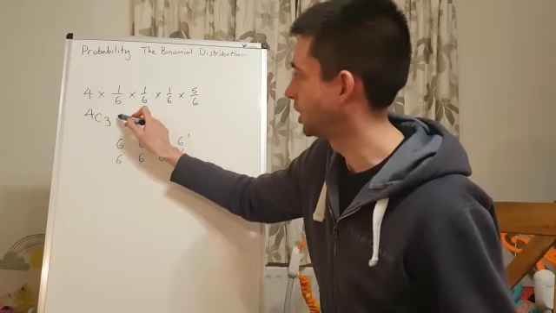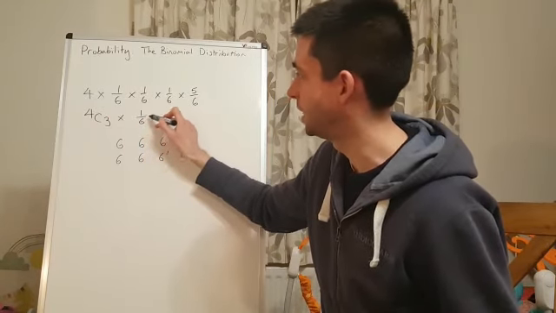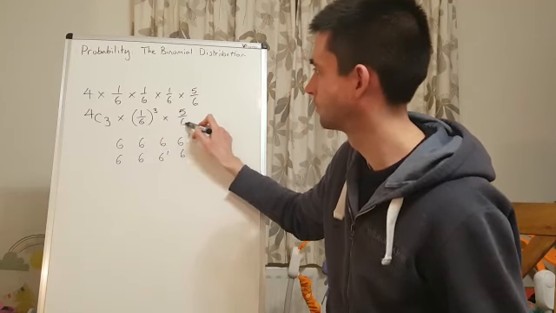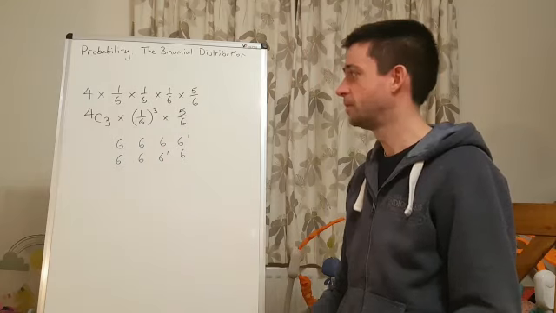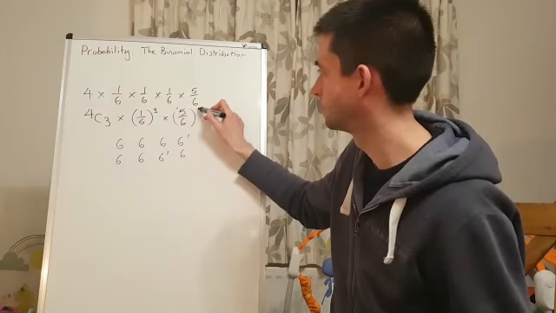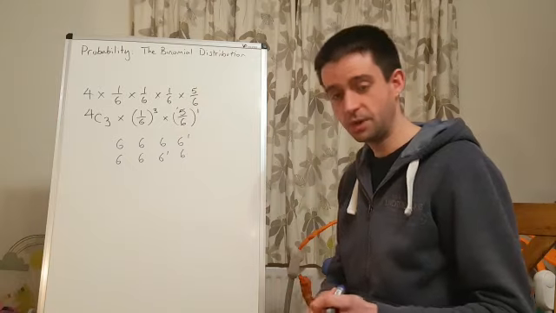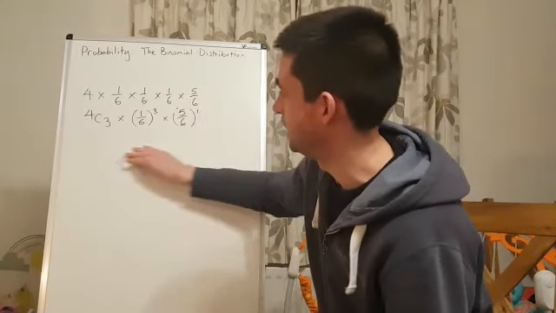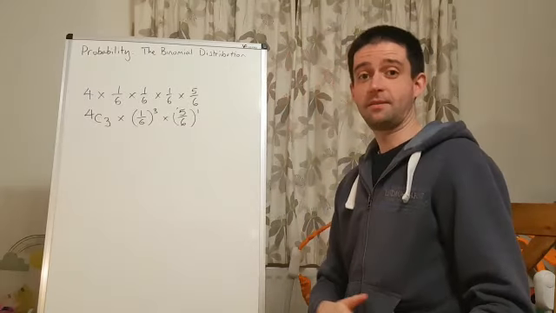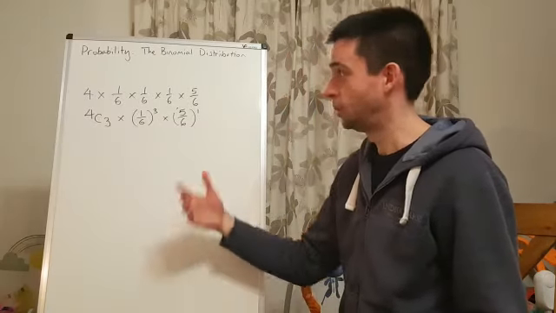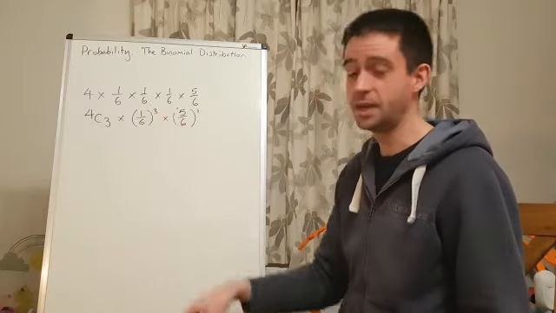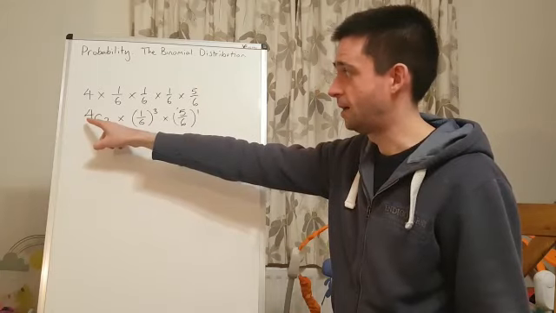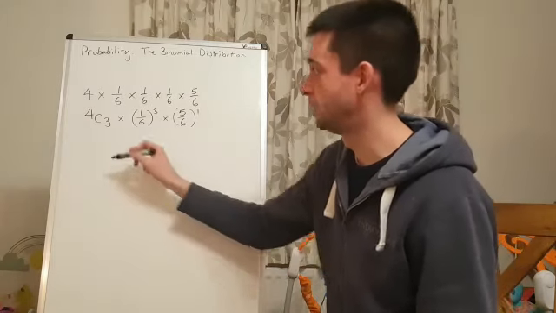I'm also slightly going to change the way that I've written this. I'm going to write 1/6 to the power of 3 and times it by 5/6 to the power of 1. And the reason I've done that is because I'm going to start to talk now about success and failure. What we have here is we had 3 successes. We wanted to roll a 6, we succeeded on 3 occasions, we failed on 1 occasion. So the number 4 there was the number of times that we attempted it.